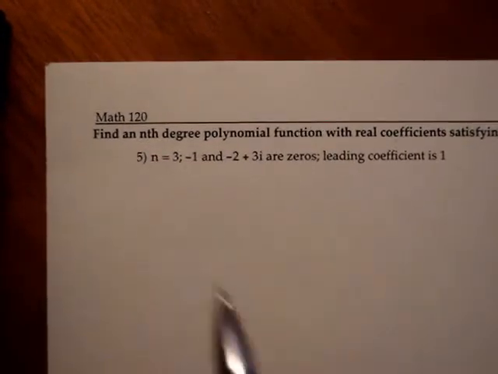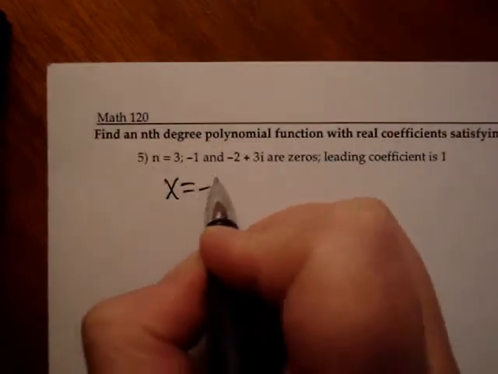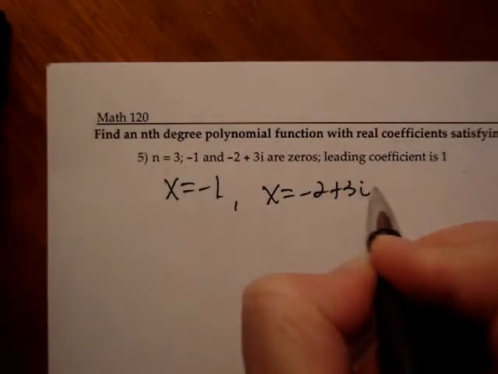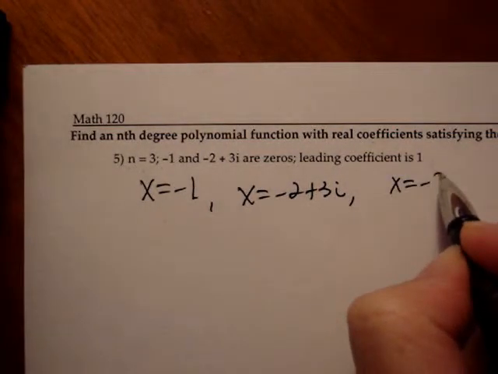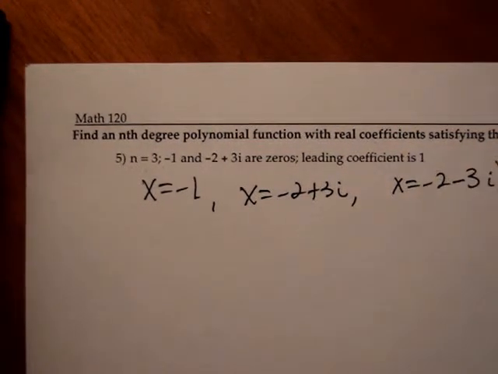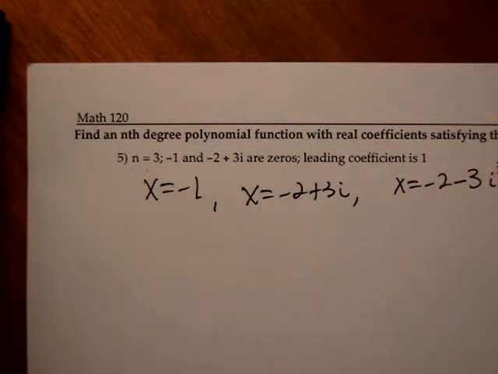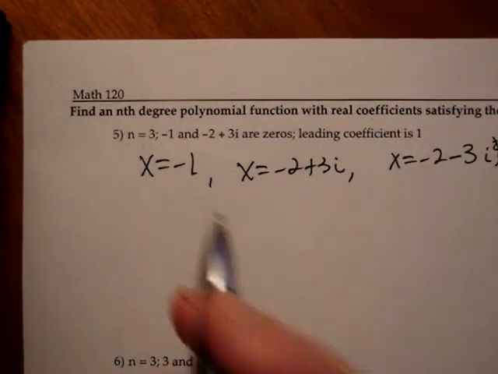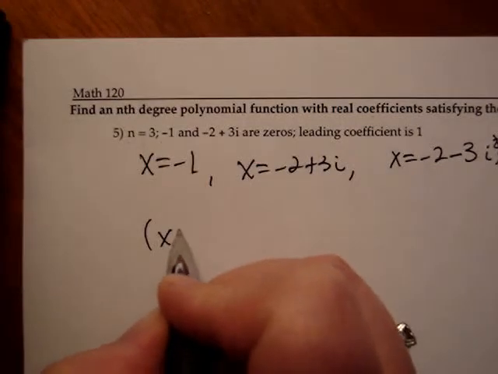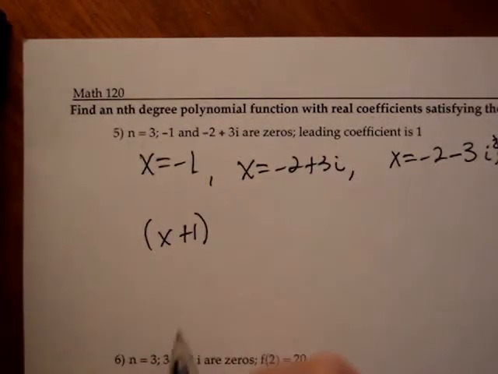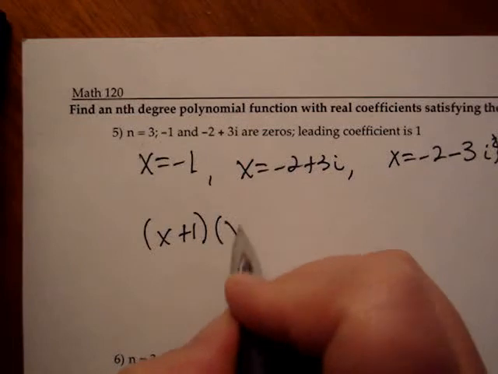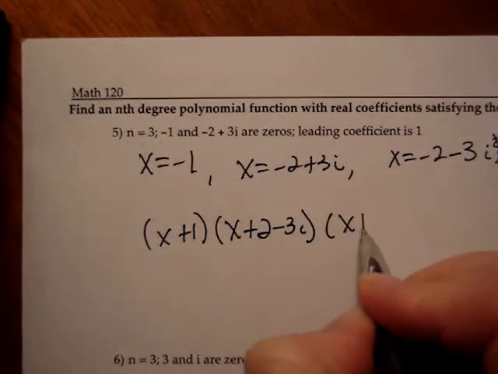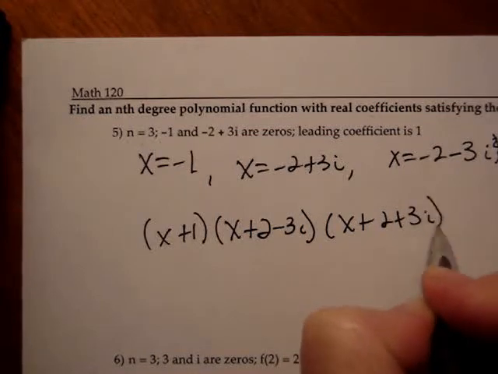Okay? So that means I know that x equals negative 1 is a 0, x equals negative 2 plus 3i is a 0, and x equals negative 2 minus 3i is a 0. Oops, I don't need a parenthesis there, huh? Okay? And now I'm going to build my factors. So I would have a factor of x plus 1, a factor of x plus 2 minus 3i, and a factor of x plus 2 plus 3i.